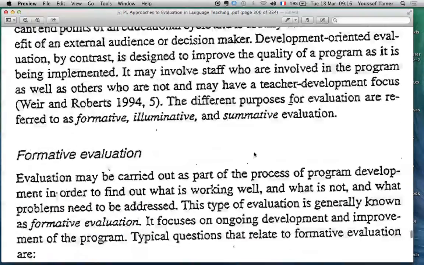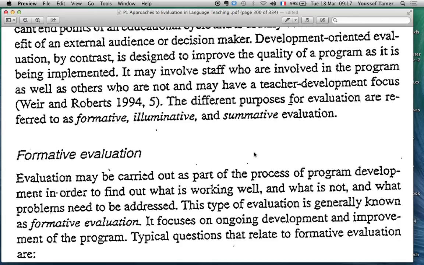Now, then comes the point where we should mention and talk about these different types of evaluation: formative evaluation, eliminative evaluation, and summative evaluation. Okay, so far? Good. Nadia, you want to say something?